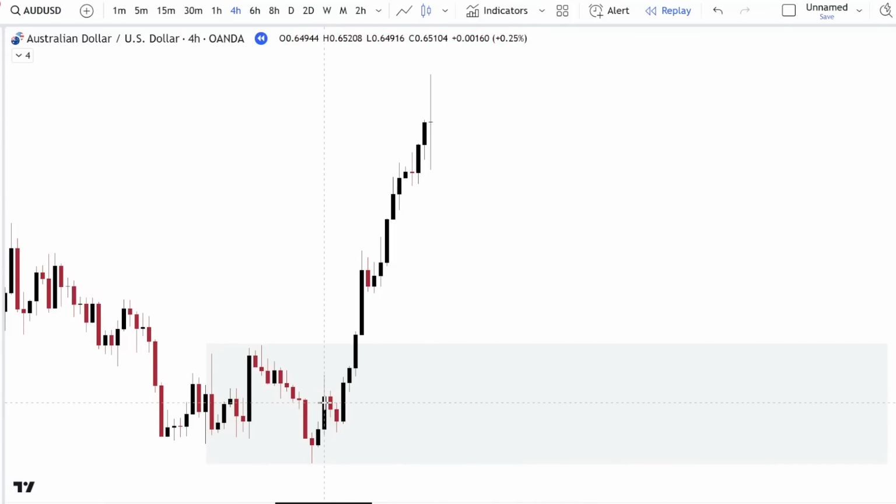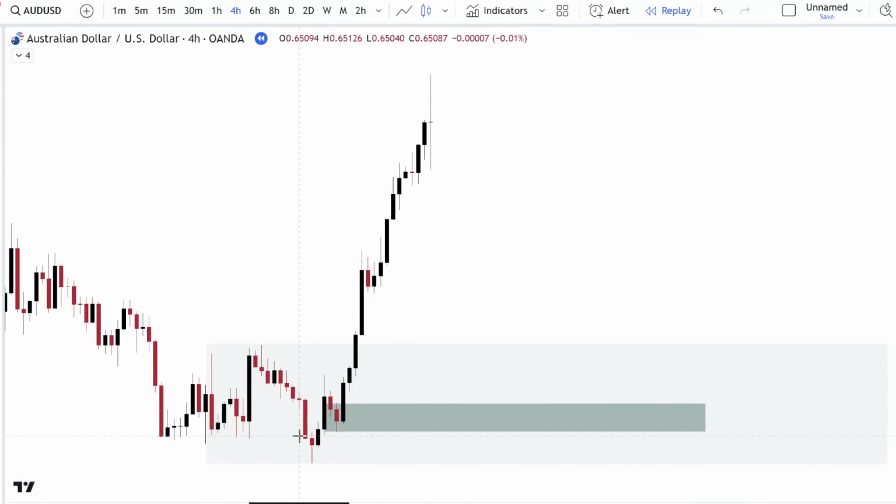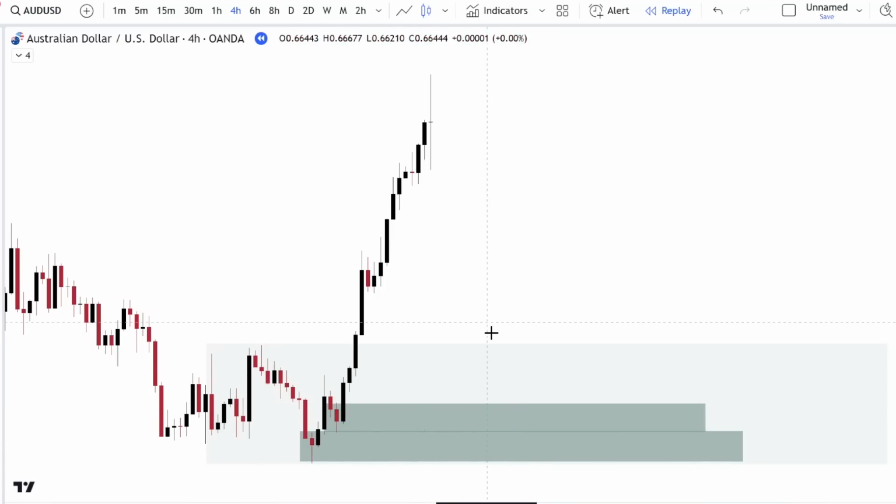We have an order block right here. And we have another order block right here. So now if I ask you, which one would you choose? Would you choose one or two? So the first thing you want to look at when picking your order block inside of a shelf is that you want to look for an order block with the strongest reaction.